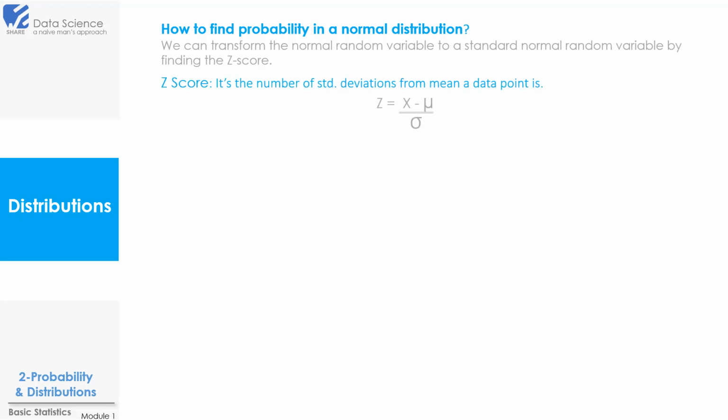Z-score is given by this formula. Here x is the sample observation, mu is the mean, and sigma is the standard deviation.